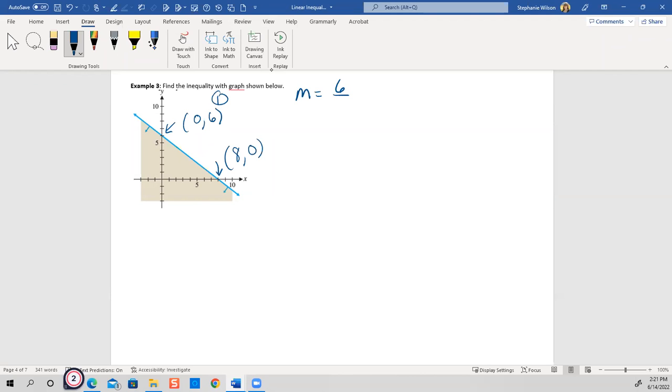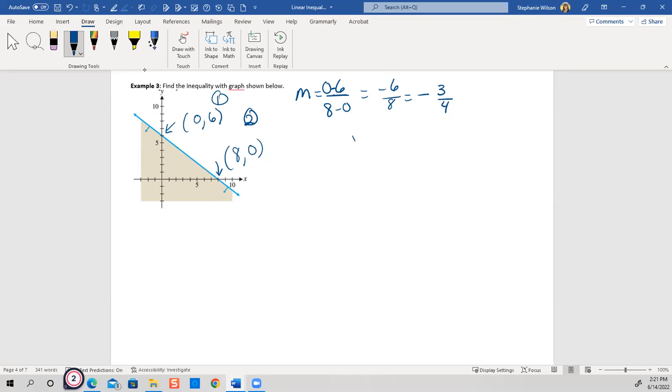Oh yeah, sorry. This is the first ordered pair, this is the second ordered pair. Let's do it right: 0 minus 6 over 8 minus 0. So I get negative 6 over 8, and this reduces by 2. 2 goes into 6 three times, 2 goes into 8 four times, and it's a negative slope. It makes sense because it's falling left to right. So my slope is negative 3/4.